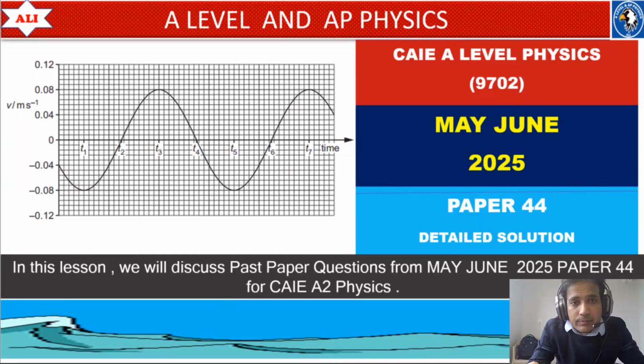Welcome to A-Level and AP Physics. In today's lesson, we will discuss past paper questions from May June 2025, Paper 4, Variant 4. As always, we will discuss these questions in detail so you can improve your conceptual understanding of physics and also have a good understanding of these exam questions.